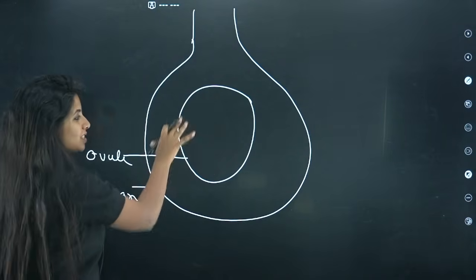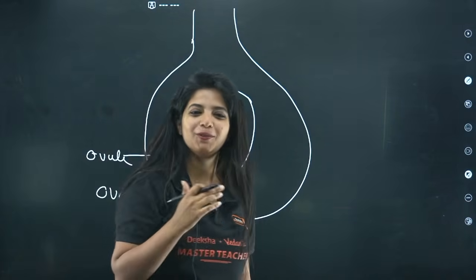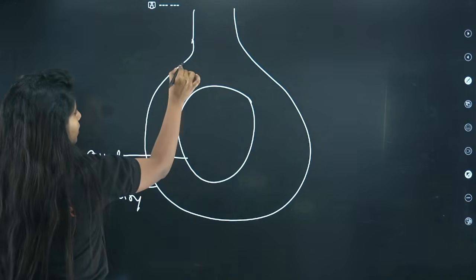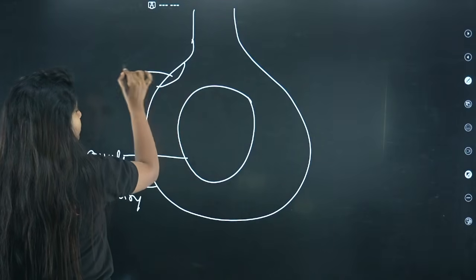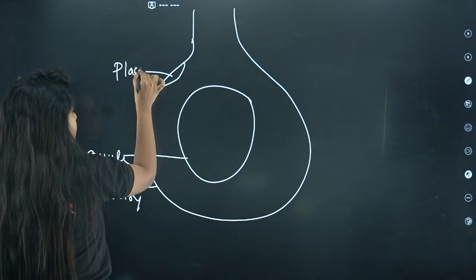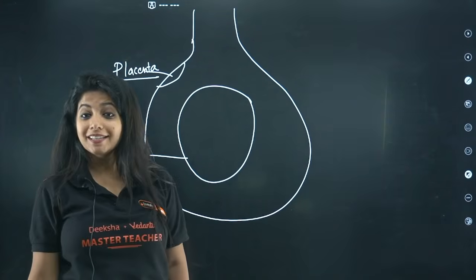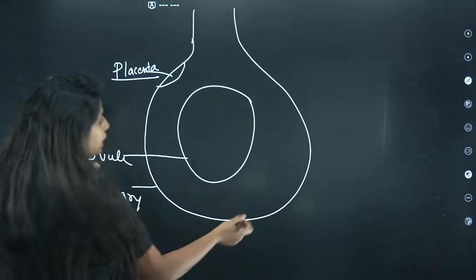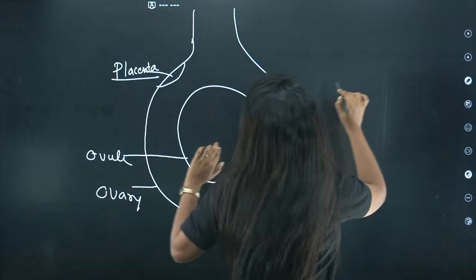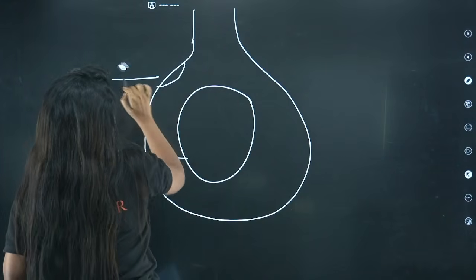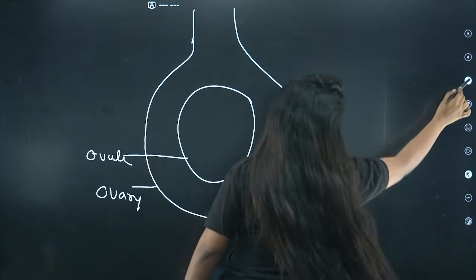The ovule cannot just stay there. You need to provide nourishment to the ovule, and the ovary provides it with the help of a structure that is known as placenta. What? It is known as placenta. Now okay, just a second. Now since you might get confused, I'll change the position of the placenta from here to here.